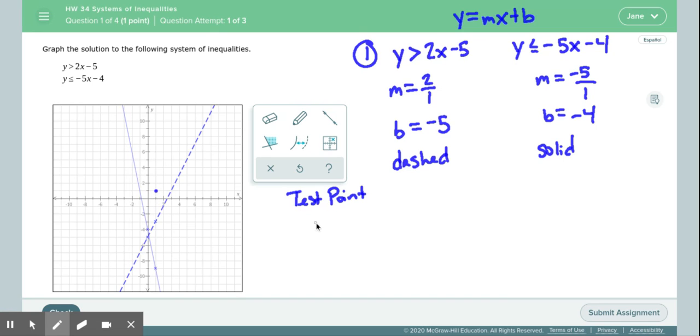So here's where (1, 1) is located. All right, so I'm going to do (1, 1), which means my x is 1 and my y is 1, and I plug it into my first inequality. So my first inequality is y is greater than 2x minus 5.